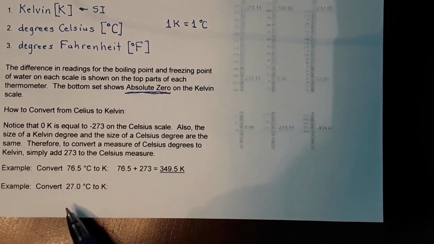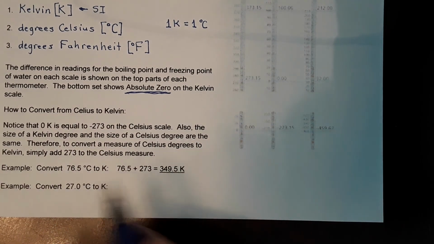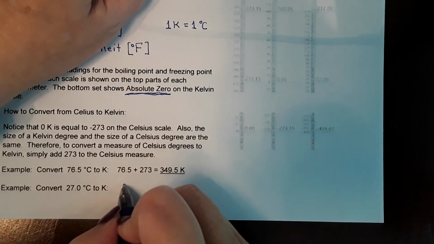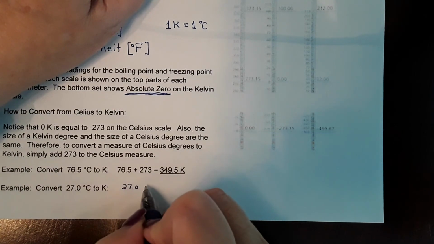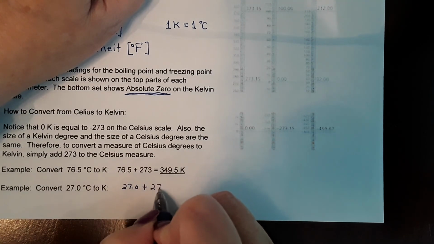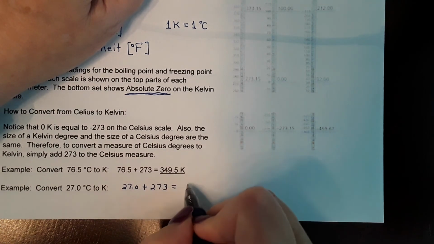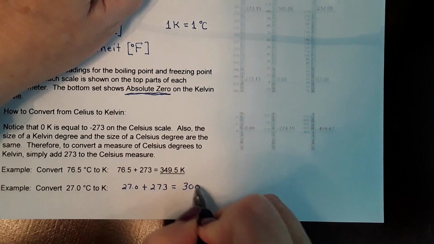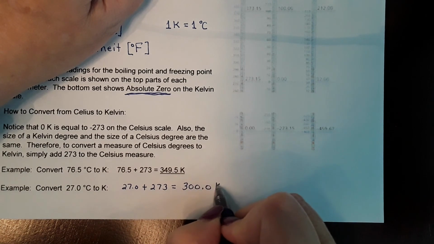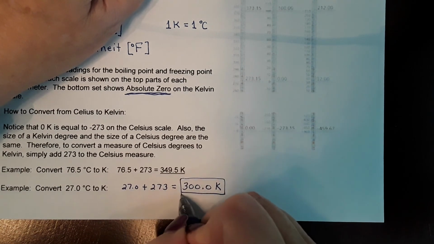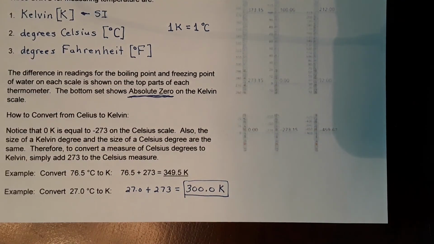On this example, 27 degrees Celsius, you would say 27.0 degrees Celsius plus 273 more degrees, and that's going to tell us the Kelvin, which is actually 300 in this case. So all you have to do to convert from Celsius to Kelvin is simply add 273 to the Celsius measure to get the Kelvin.